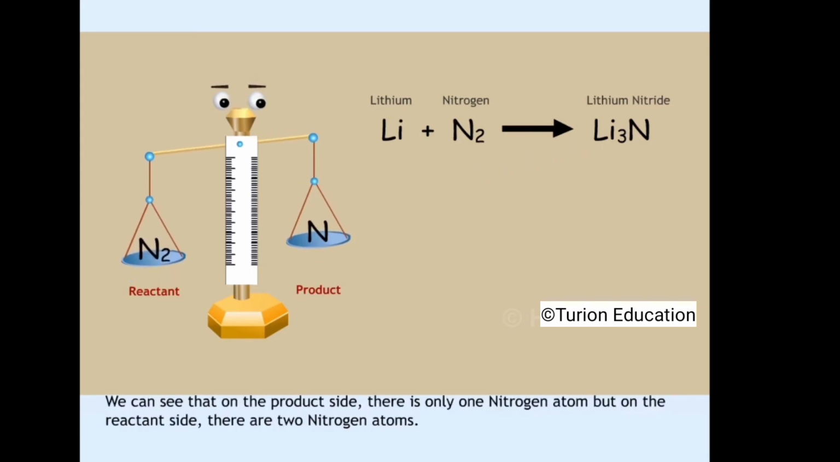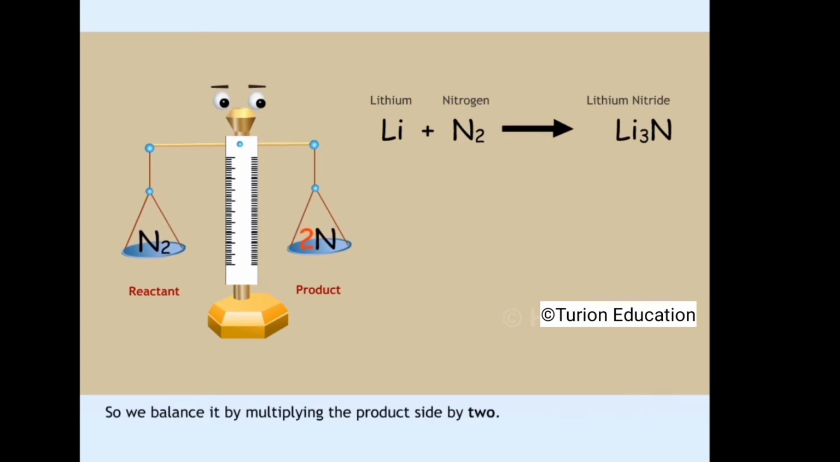We can see that on the product side, there is only 1 nitrogen atom, but on the reactant side, there are 2 nitrogen atoms. So we balance it by multiplying the product side by 2.